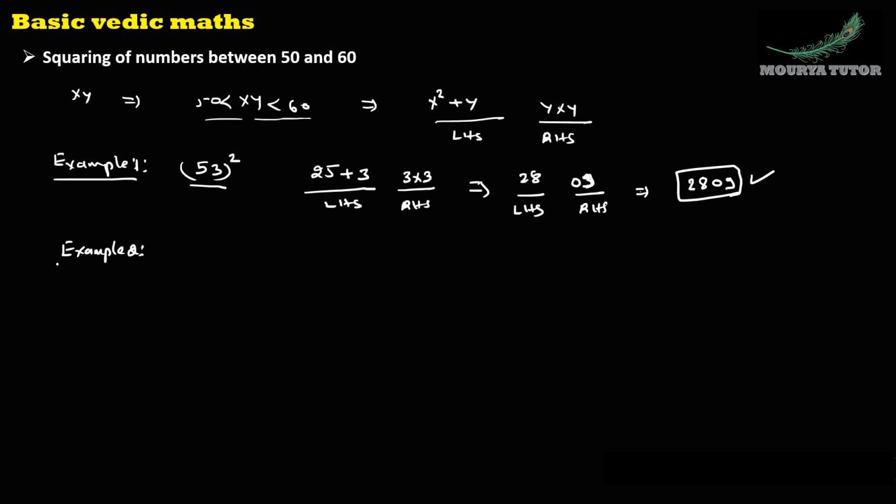Example 2. Now let's suppose you need to square 57. 25 plus 7, it will be 32, and 7 into 7, 49, right? Example third, 59. 25 plus 9, 34. 9 into 9, 81, right? I think you got the concept.